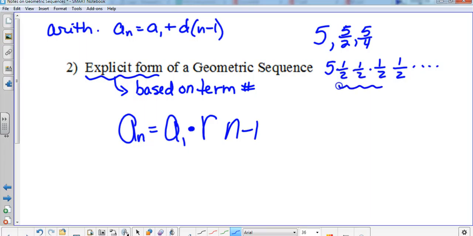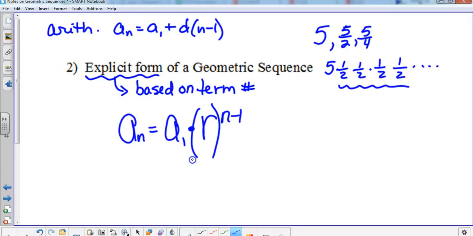How do you say I'm multiplying over and over by something? Okay, twice is squared. We need a power of n minus 1. There you go. Okay? Everybody get that? If you wanted the 12th term, you would multiply by the ratio 11 times. And the ratio 11 times is the ratio to the 11th power.